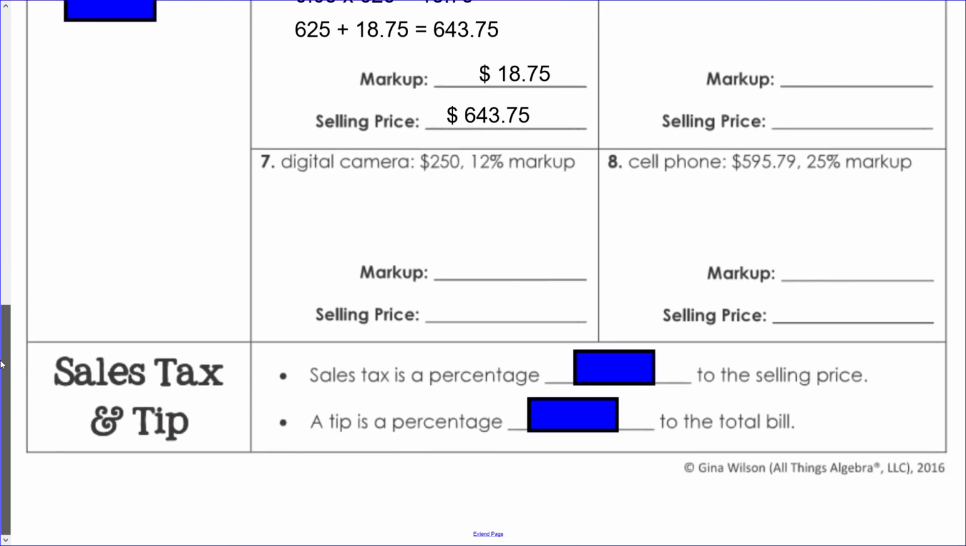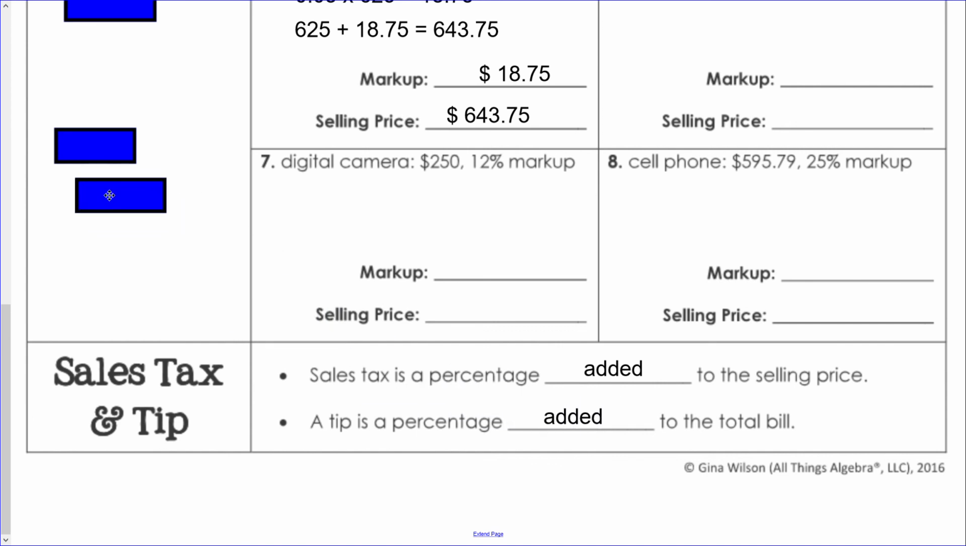Now one last thing, a couple of extra bits here. Sales tax and tips are essentially exactly the same thing as a markup. You add both of those to the selling price or to the overall cost of something. So that's it as far as what you would need to write down from my lesson.